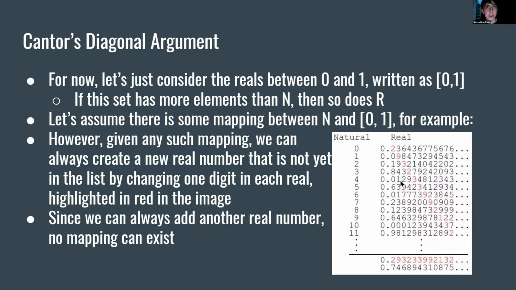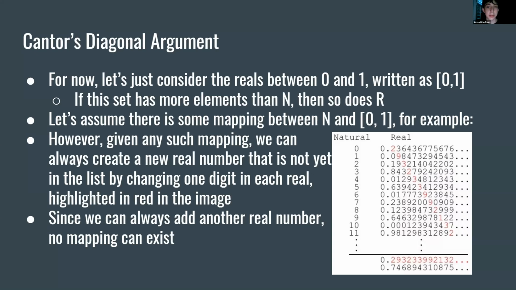And by doing that forever, we've made this new real number that's different from every single real number. So we've shown that given any such mapping, even if you pretended that a mapping did exist, we can always add a real number that is not in the list. And because of that, no mapping can exist. And because no mapping exists, there are more real numbers than there are natural numbers. It has a greater cardinality, and thus it is uncountably infinite.